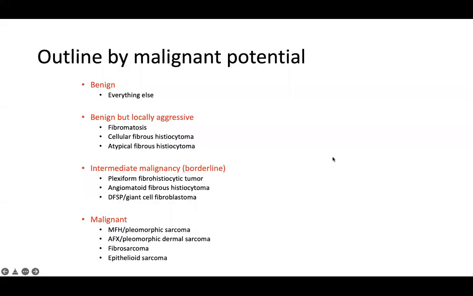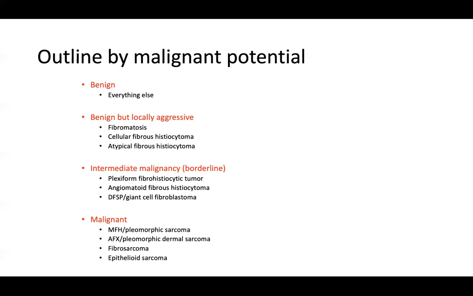And as you kind of back into intermediate malignancy, you can think about entities such as plexiform fibrohistiocytic tumor, angiomatoid fibrohistiocytoma, DFSP. Again, DFSPs are pretty infiltrative and invasive, but when you compare them to entities such as epithelioid sarcoma or pleomorphic dermal sarcoma, they're borderline in terms of how dangerous they can get.